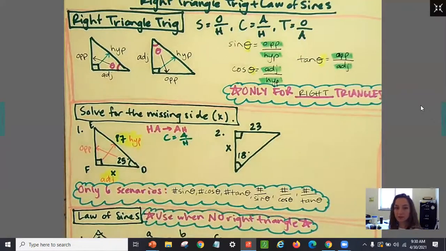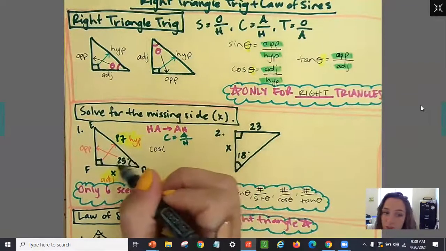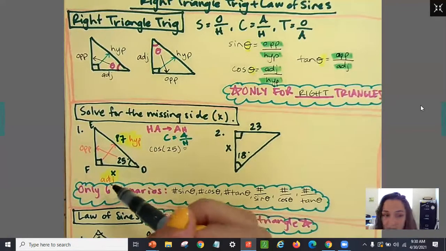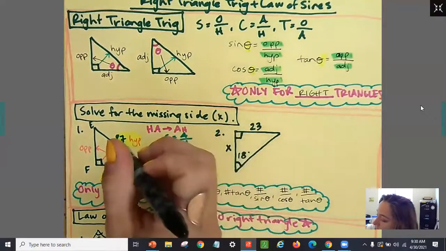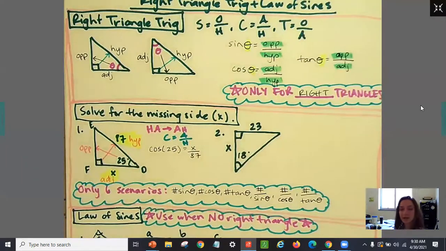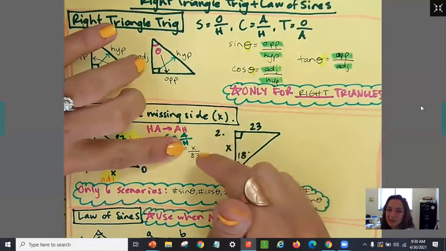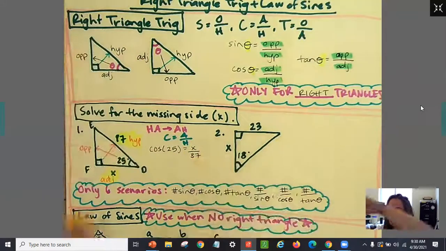Okay, so let's write out this formula. We're going to have cosine of the angle. The angle is 25. Okay, equals the adjacent over the hypotenuse. So adjacent is x. Hypotenuse is 87. Now we're just going to be solving, and I only want to look at the right-hand side of my equation. So if I look at the right-hand side of the equation, I have x being divided by 87. I want to get x by itself, so I'm going to have to do the opposite of dividing by 87, which is multiplying both sides by 87.